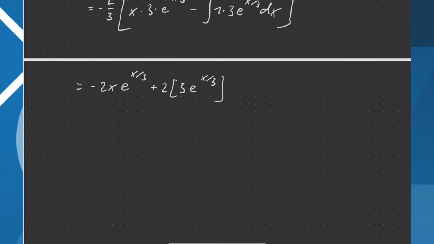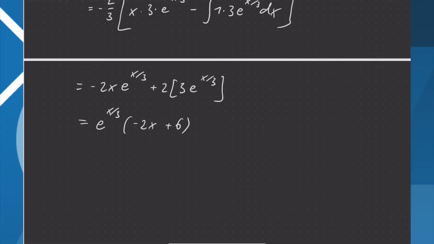Okay, so all together, what do we get? Well, basically this is e to the x over 3, and here we have minus 2x plus 6. So that's our function c. Remember, right? That is the function c of x.